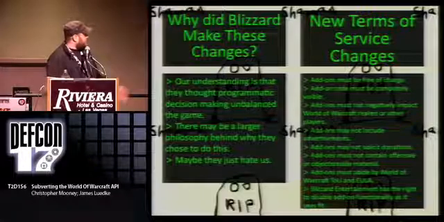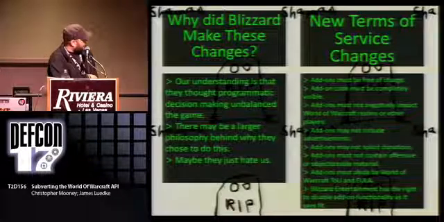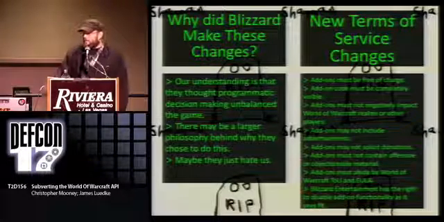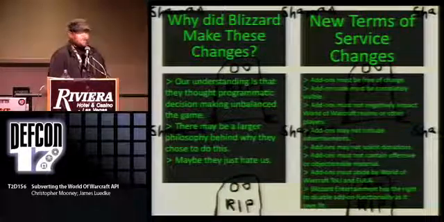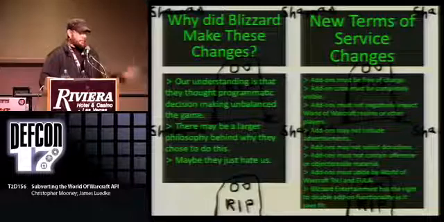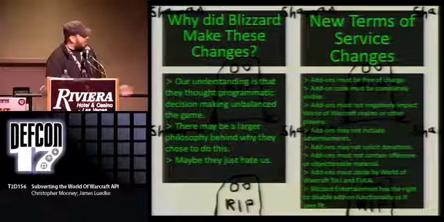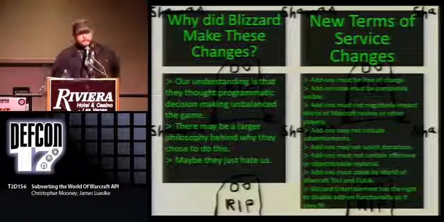Why'd they make the changes? I'm going to skip right down to the bottom one here. Maybe they hate us, because we all put a lot of code and a lot of time into this, and they just said, forget it, we don't care. But really, I think it was something about trying to stop programmatic decision making.